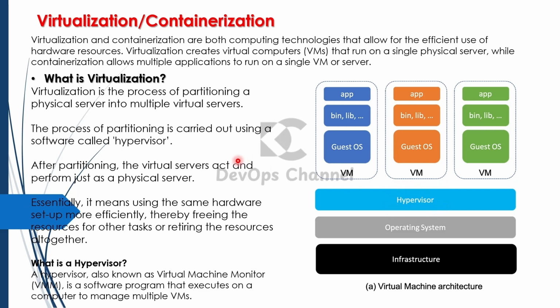Okay, so if we talk about the definition, virtualization is the process of partitioning a physical server into multiple virtual servers. This is done by your hypervisor. And what is a hypervisor? It's a kind of software, also known as a virtual machine monitor, that executes on a computer to manage multiple VMs. It will manage all aspects of your guest OS on your main laptop or workstation. So that was virtualization.